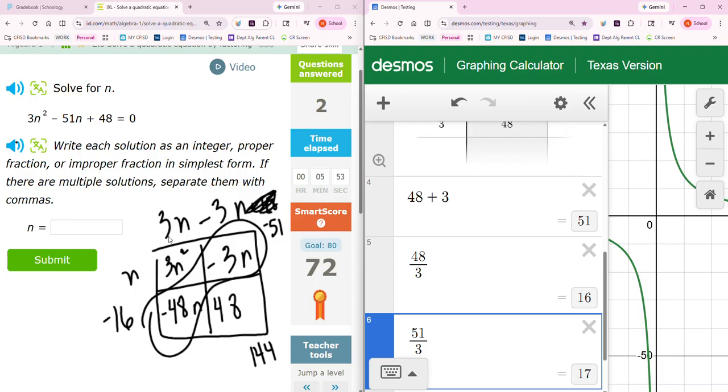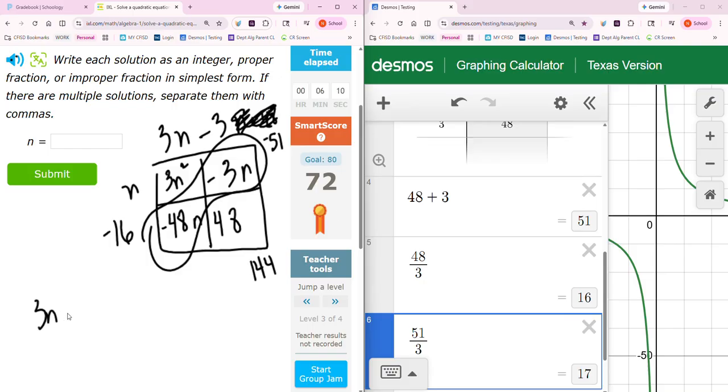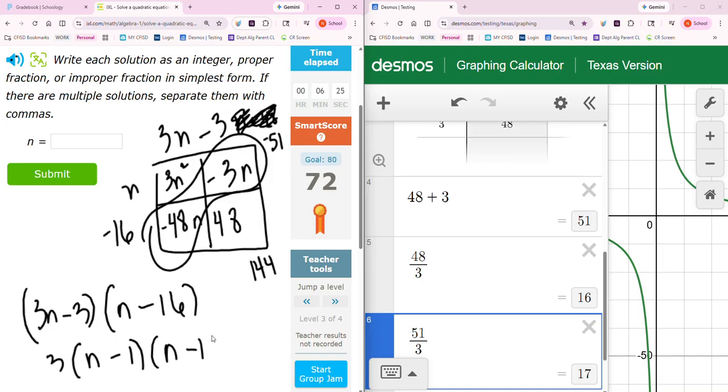The reason I noticed that is because of the 3n minus 3. There's a common GCF between 3n and 3. I could pull out a 3. So that lets me know that if I had the factors 3n minus 3 times n minus 16, I can take out another 3 from this binomial. So this would become 3 times n minus 1 times n minus 16. Now I have fully factored it out.